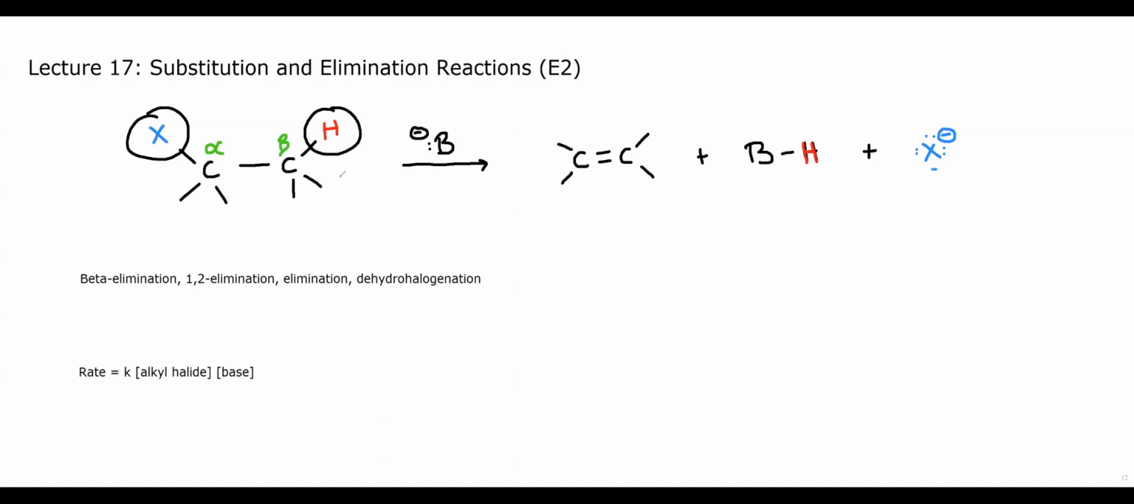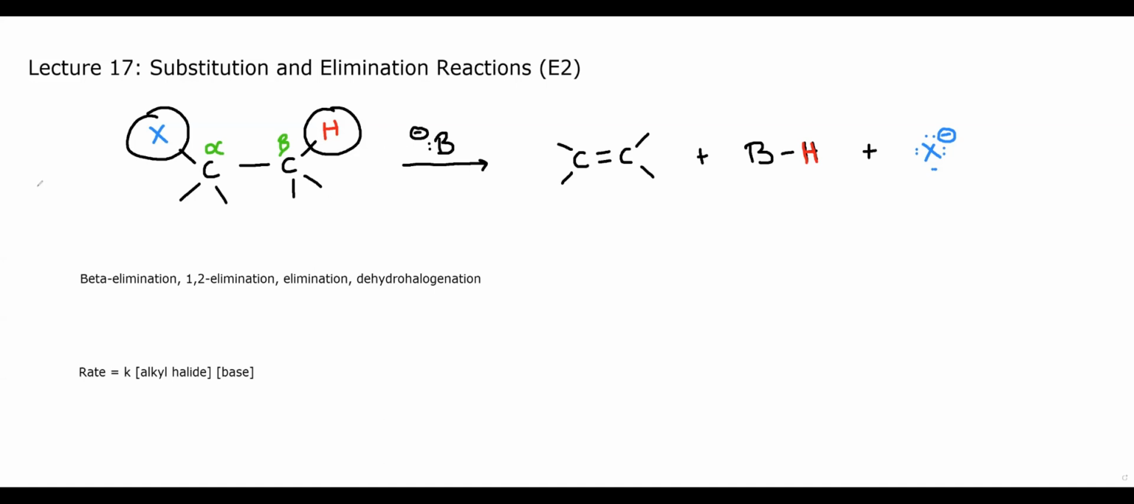So for an elimination reaction, for an E2 reaction, we need a leaving group, and then we need a hydrogen on the beta carbon, okay? If we have both of those things, then we can have an E2 elimination. What happens in this reaction is the leaving group, X in this case, and hydrogen both leave the molecule, and what's left over is a double bond, okay? So we're left with a double bond. The base takes the hydrogen, and then we're left with X minus. So how does this look?